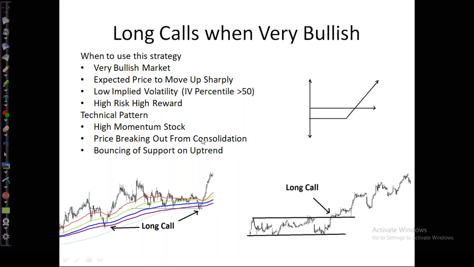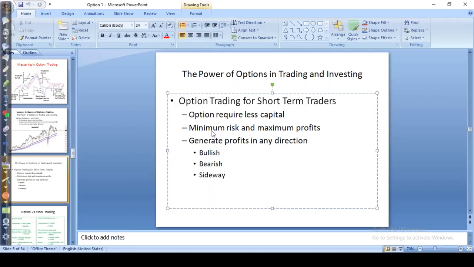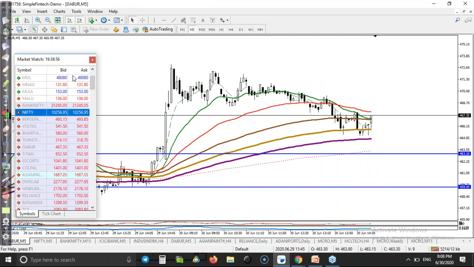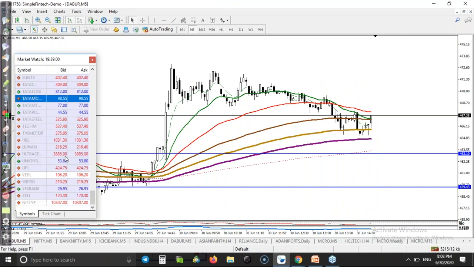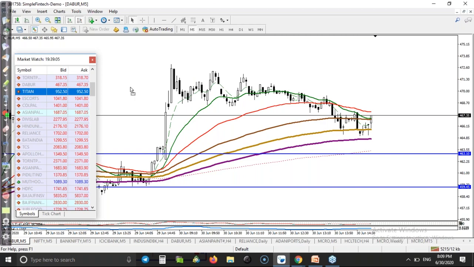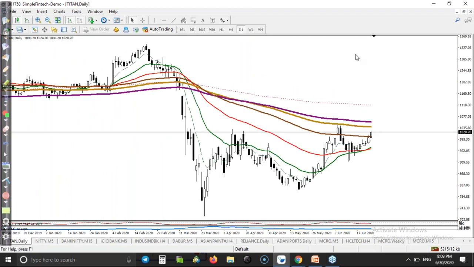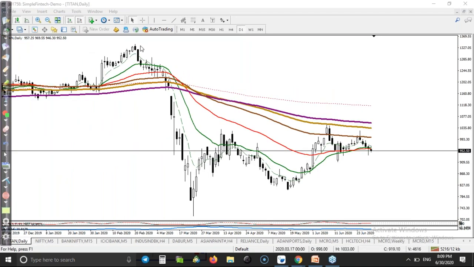Let me show you somewhere. Let's see Titan. This is the daily chart of Titan, and we are expecting that price will drop from this area and hit this lower point. So now we are bearish, and we can enter this market in two ways.